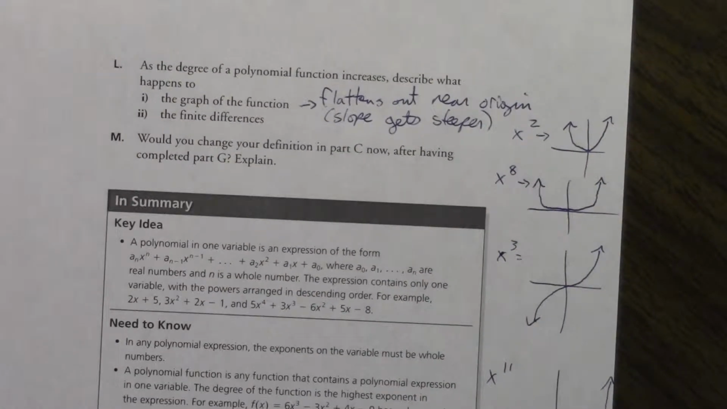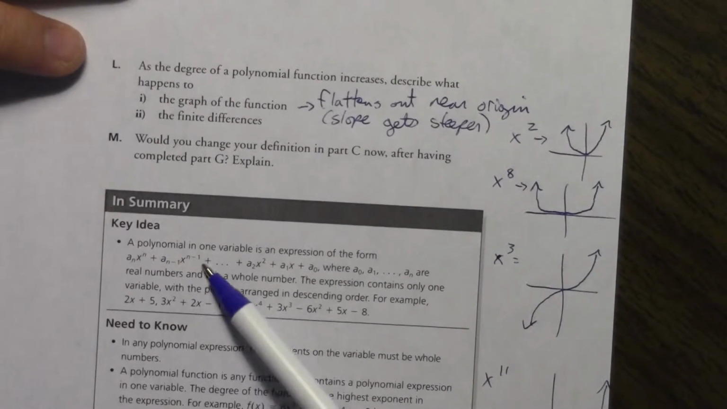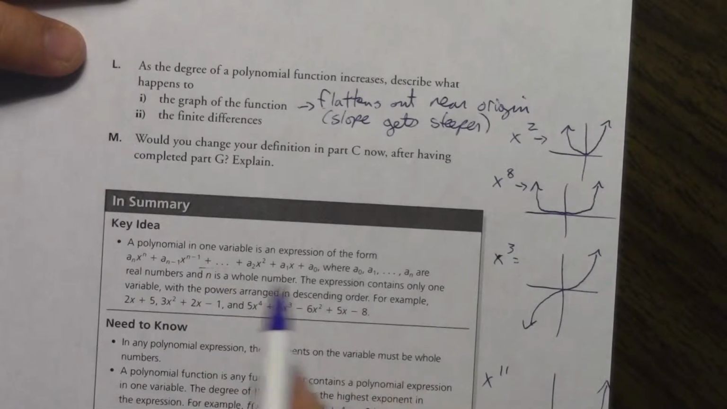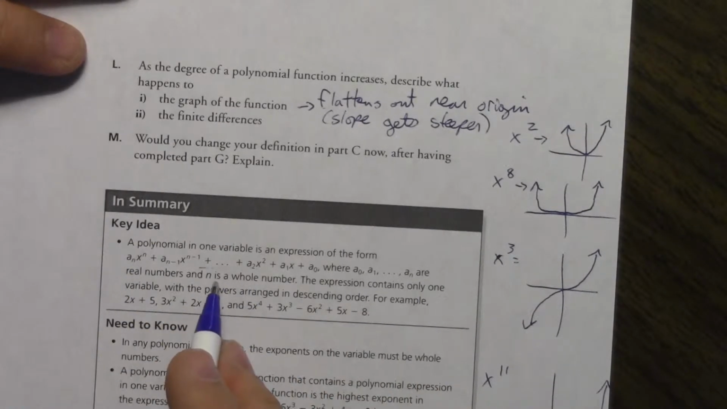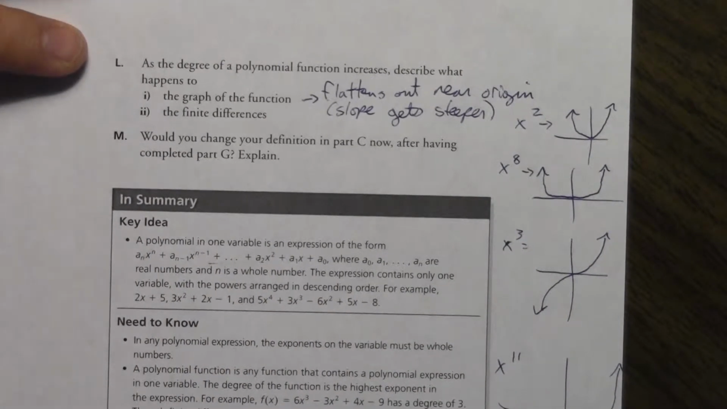Would you change your definition part C now after having completed part G? I don't remember part C, so don't worry. In summary, a polynomial in one variable is an expression of the form this, where the a's are real numbers and n is a whole number. The expression contains only one variable with the powers arranged in descending order.